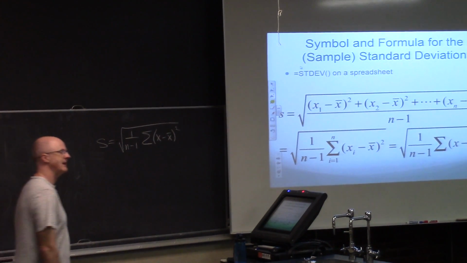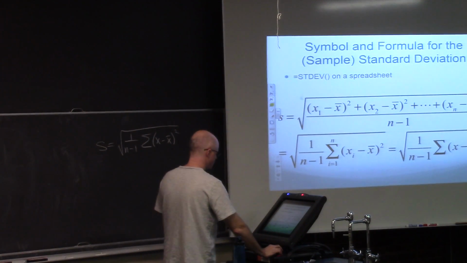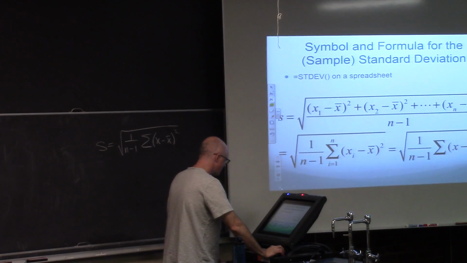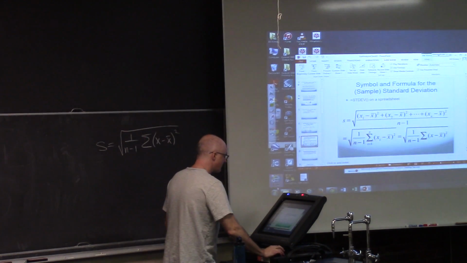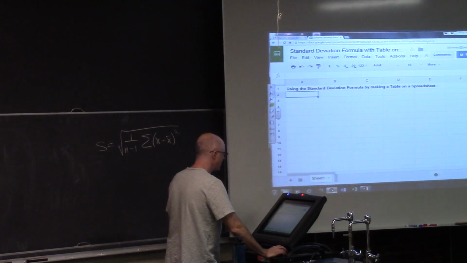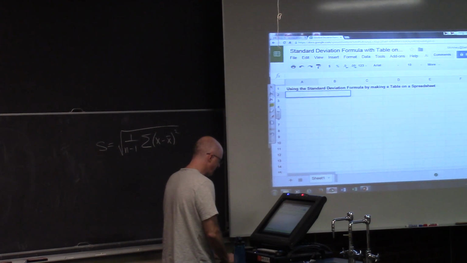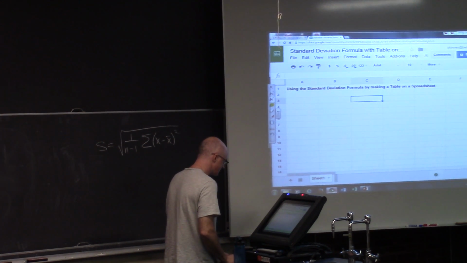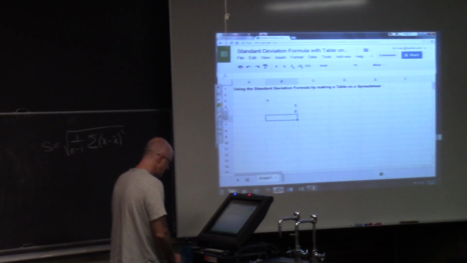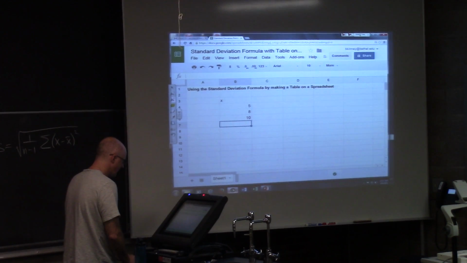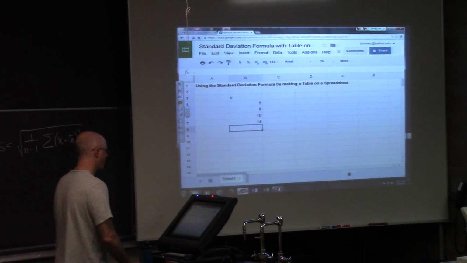Let's do the same kind of thing on a spreadsheet, and you're going to have to do this for your assignment as well, part of your electronic assignment for Thursday. So I will do an example. I will make some data first of all. Just make up some numbers. 5, 8, 10, and 14, say.